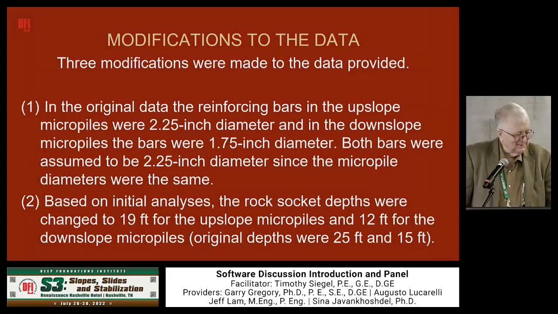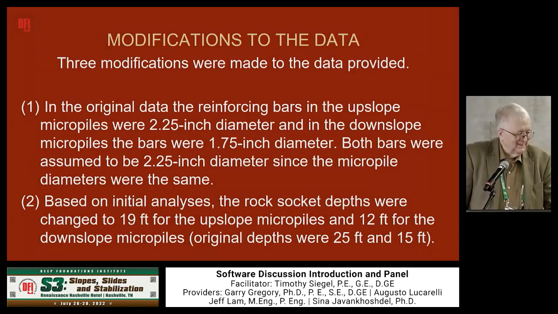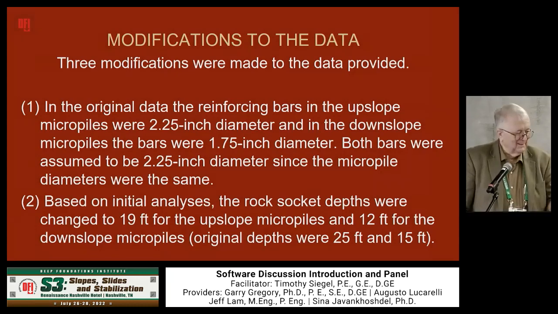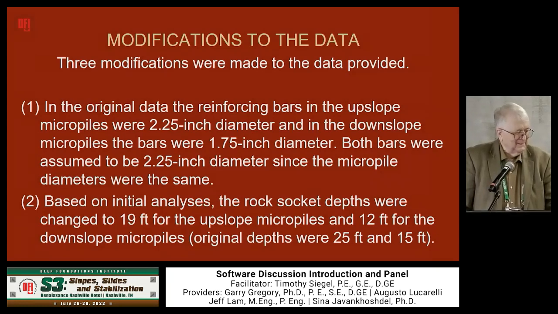Also, based on my initial analysis with the A-frames in place, I made the rock socket depths 19 feet into the bedrock for the upslope micropiles and 12 feet for the downslope, kind of assuming tension and compression is often assumed for those A-frames. The original depths were 25 feet and 15 feet.